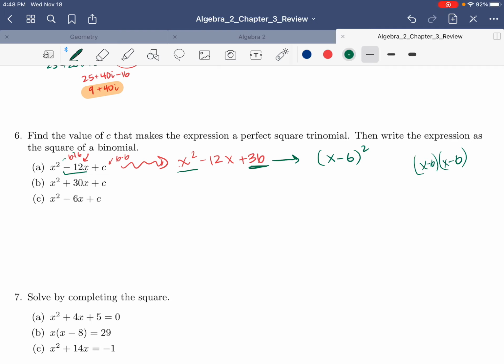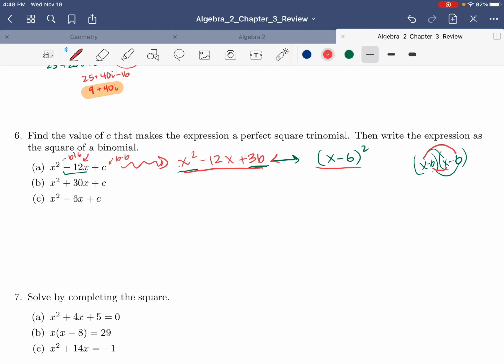If you take this out, you'll notice that the x times x is x squared, and this negative 6 times the negative 6 is positive 36, which is why we got that number. But then if you go x times negative 6, that's negative 6x, and then you do this negative 6 times that x, that's another negative 6x, and that's a total of negative 12x. And that is why this works this way. So I'm looking for x squared minus 12x plus 36, followed by its binomial that's being squared that is equal to that. Those two are the same.